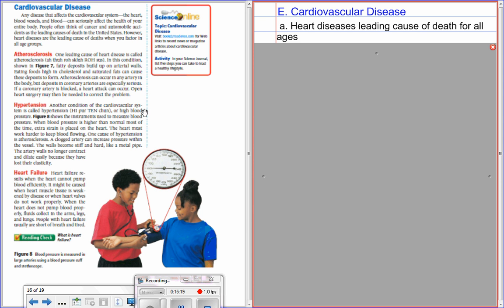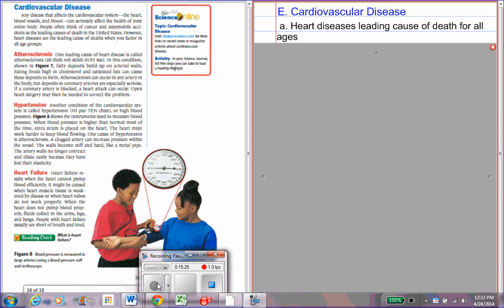Now, we don't have Figure 7 here, but it is in your book. So I want you to take a minute to look at that, and we will look at that together. All right, you don't know that I left, but I did, and I'm back.